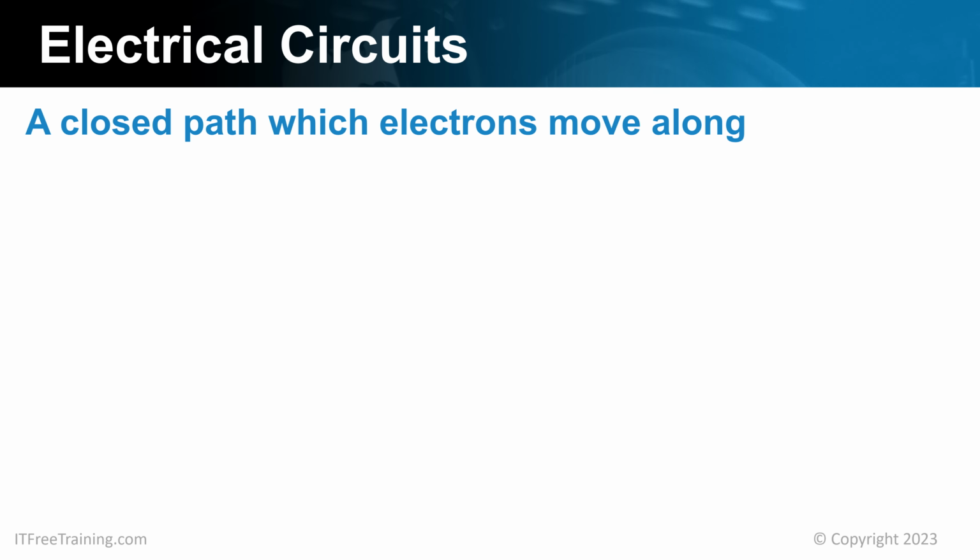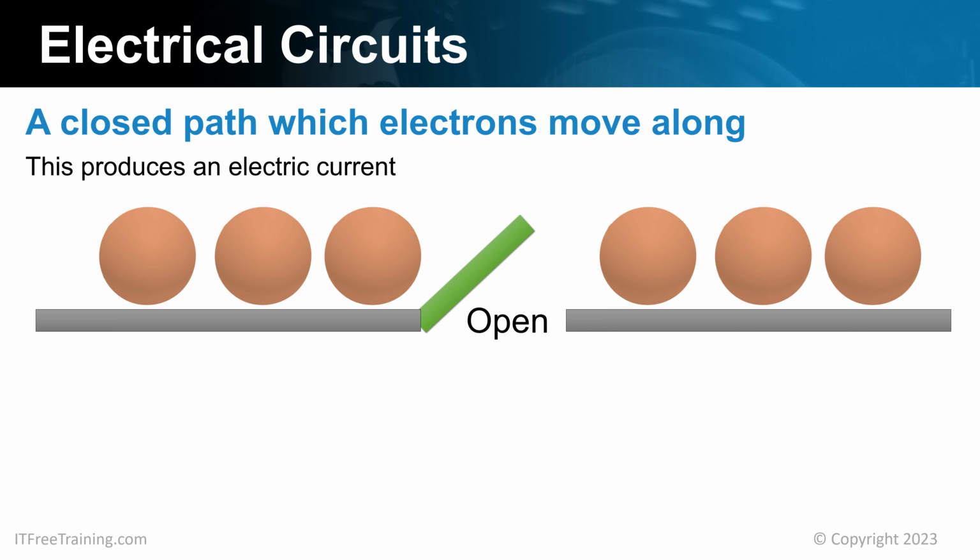So, essentially, an electrical circuit is a closed path which electrons can move along. When electrons move, this causes an electric current. The path that the electrons follow is what is referred to as a closed path. If the path is open, the electrons will not be able to flow. So in this example, you can see that the circuit is open. This will generally be because the wire the electrons are going down is broken, or there is a switch in the circuit that is open and thus prevents electrons from traveling along it.